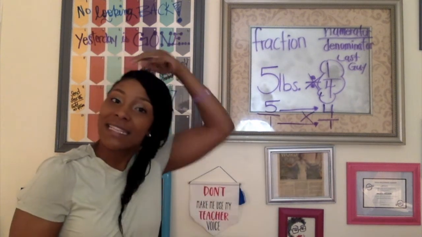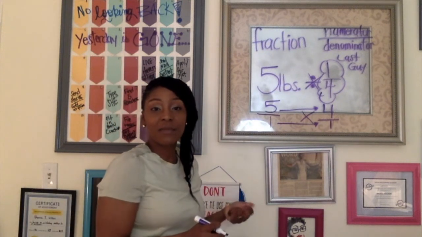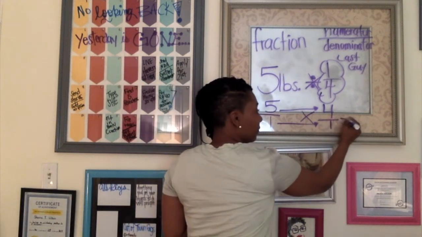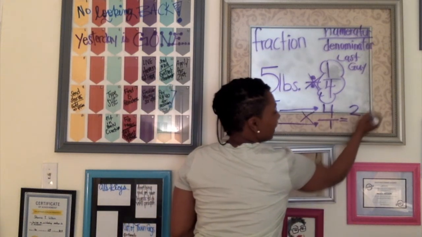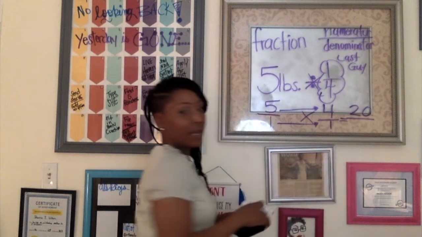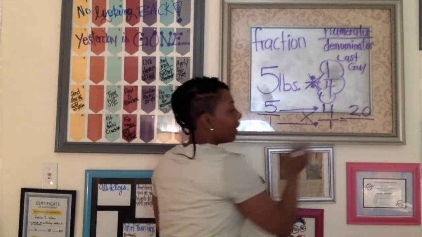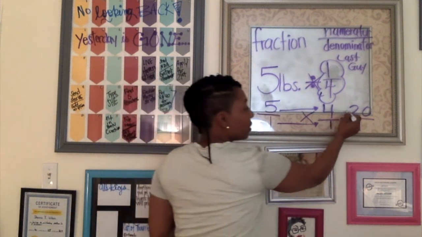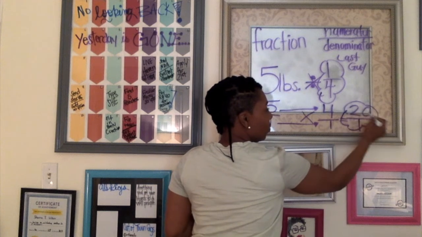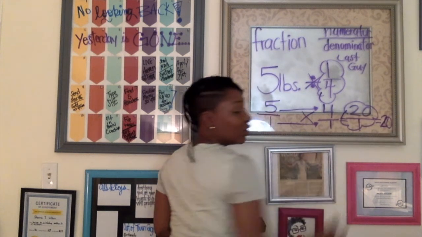So what is 5 times 4? 20. So I'm going to put 20 as my new numerator. And what is 1 times 1? You got it. 1. So we end up with a final answer of 20/1, which is the same thing as 20. 20/1 is the same thing as 20.